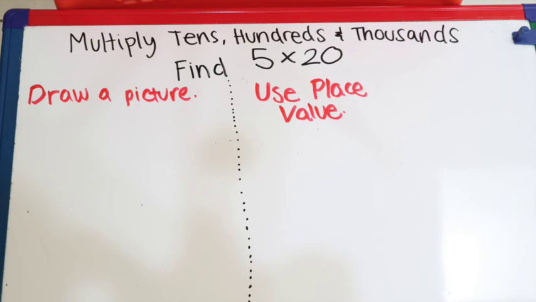Also, another reminder that we are working with groups of 10s here, okay? It's 5 times 20, so that's 2 groups of 10s. I hope that helps. I believe in you guys. You can do this.